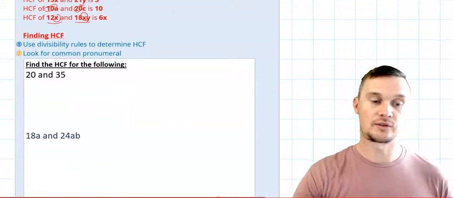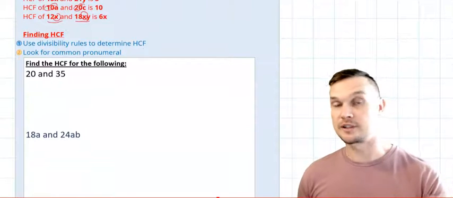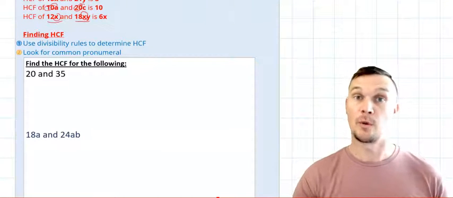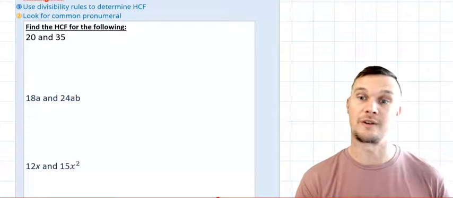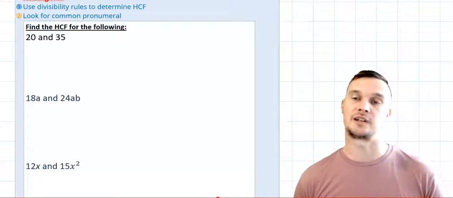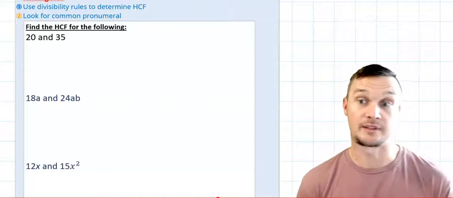So when we're going to use finding the HCF, what you want to do is these two steps. You want to use your divisibility rules to try and determine what the HCF is, and then you want to look for a common pronumeral, and that's what's going to be your HCF, which you'll factorize with, which we're going to be looking at very soon. So just a couple of examples here.